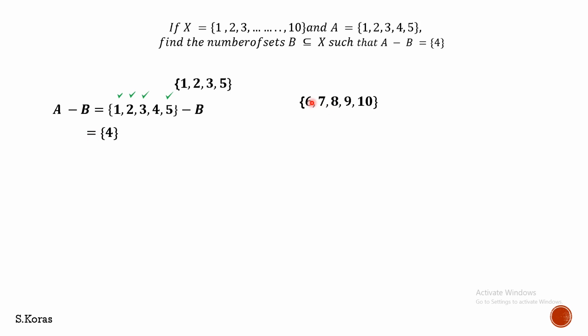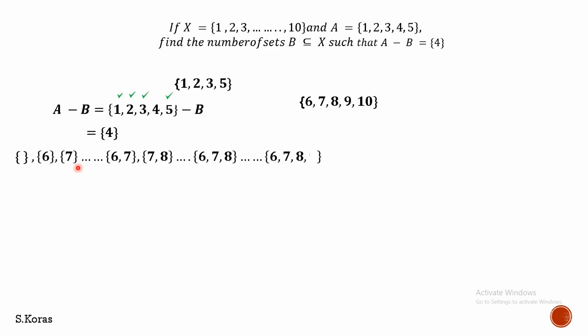If I add 6 alone, I'll get the same answer. If I add 7 alone, I'll get the same answer. Or if I add 6 and 7, I'll get the same answer. If I add 6, 7, 8 like that also, I'll get the same answer. I can even include all these terms. So what are the ways to add? Nothing to add, that is the empty set.